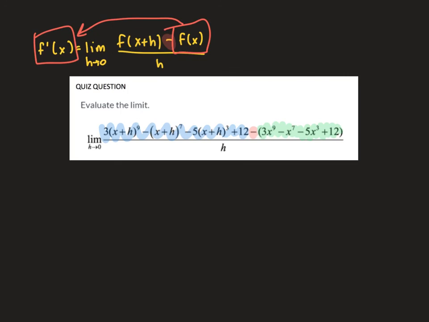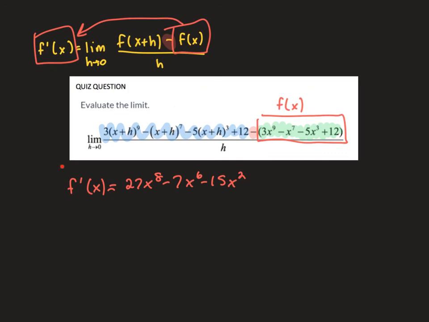So if I can look here and spot that my f of x is this function right here, I can just find its derivative another way, namely the power rule. If I were to go through and expand all of these binomials, distribute, simplify, and then evaluate that limit, I would end up with 27x to the 8th minus 7x to the 6th minus 15x squared. So this is my answer here.